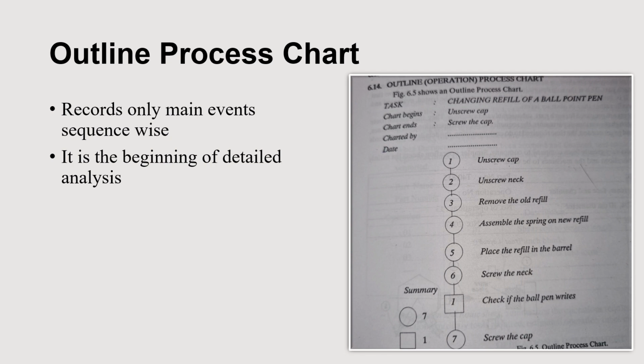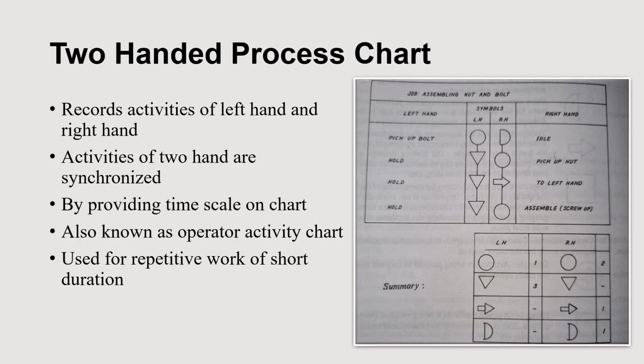Now let us look at another process chart, which is the two-handed process chart. Here it records activities of the left hand and right hand. The activities of the two hands are synchronized by providing a time scale on the chart. This chart is also known as operator activity chart, used for repetitive work of short duration.